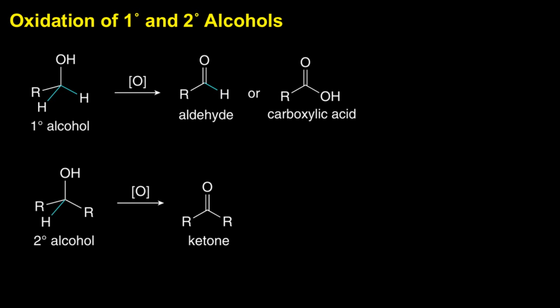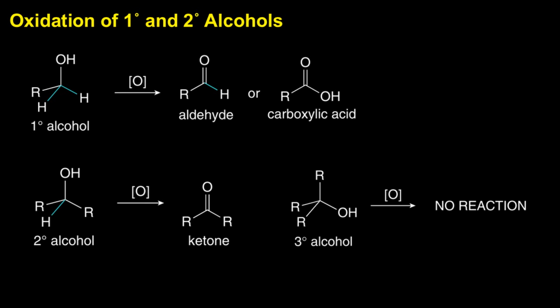Now let's take a look at secondary alcohols. Unlike primary alcohols, which can go to aldehydes or even acids, secondary alcohols only get oxidized to ketones, and that's where it stops. Now, what about tertiary alcohols? They don't get oxidized under normal conditions. Why not? Because for oxidation to happen, there needs to be a hydrogen on the carbon holding the OH, and tertiary alcohols don't have one. So without that hydrogen, you can't form a carbonyl, and the oxidation just doesn't happen.